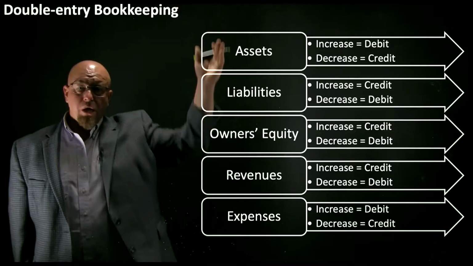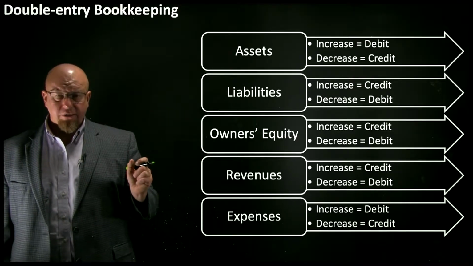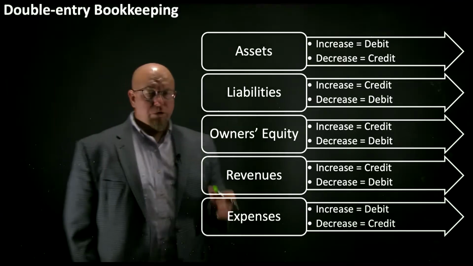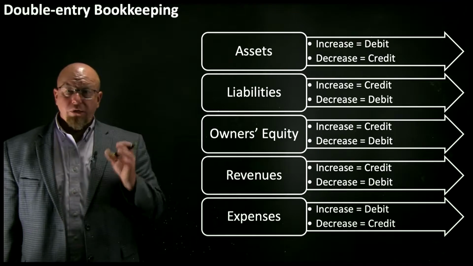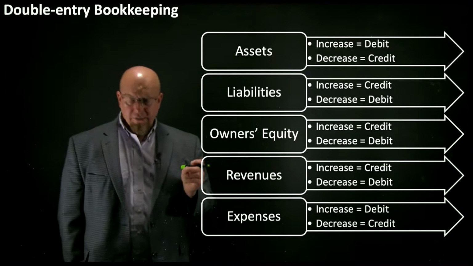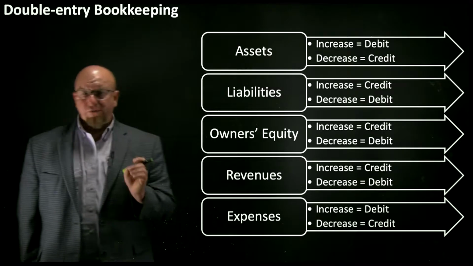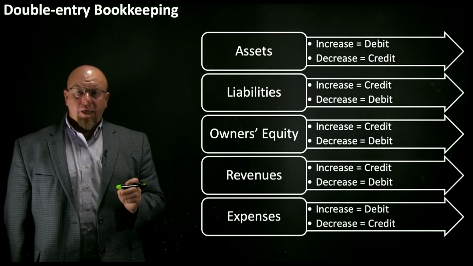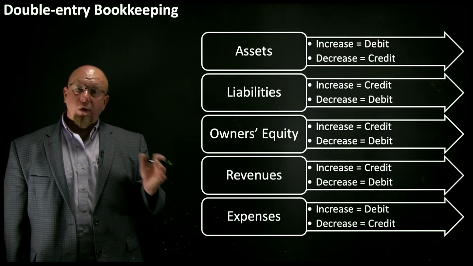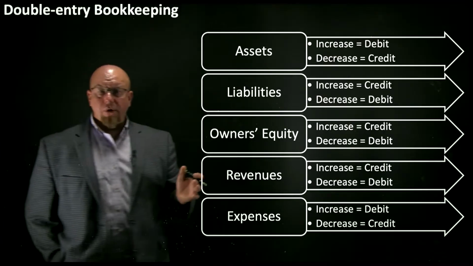Okay? What you own, what you owe, the owner's claims to the assets of the business, revenues coming in from customers, and expenses. We need those in order to generate the revenues. And we do this with something called double entry bookkeeping. What that basically means is that every transaction that needs to be recorded for the business is going to affect at least 2 accounts. And we're going to use debit and credit rules to determine whether an asset, liability, equity, revenue, or expense goes up or down.